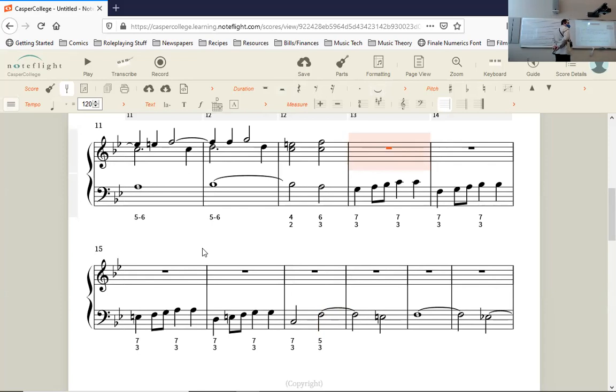B and A would be a 7th down. A 7th up is F. Good. Do I have either of those already? Not in this measure, technically. And the nearest measure, now we have an F here, so let's keep the F and add the B. I could have tied it if I wanted to.